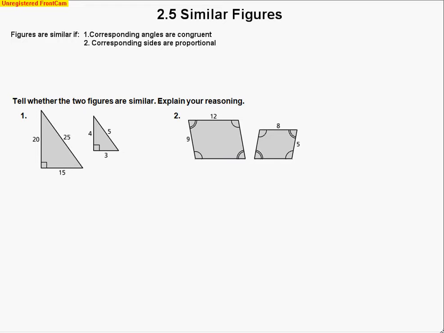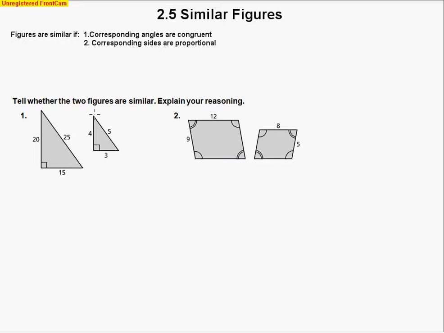This is the tutorial for Chapter 2, Section 5, and it's titled Similar Figures. And so we know figures are similar if the corresponding angles are congruent. So congruent, what that means is that they're exactly the same. So the angles are equal.